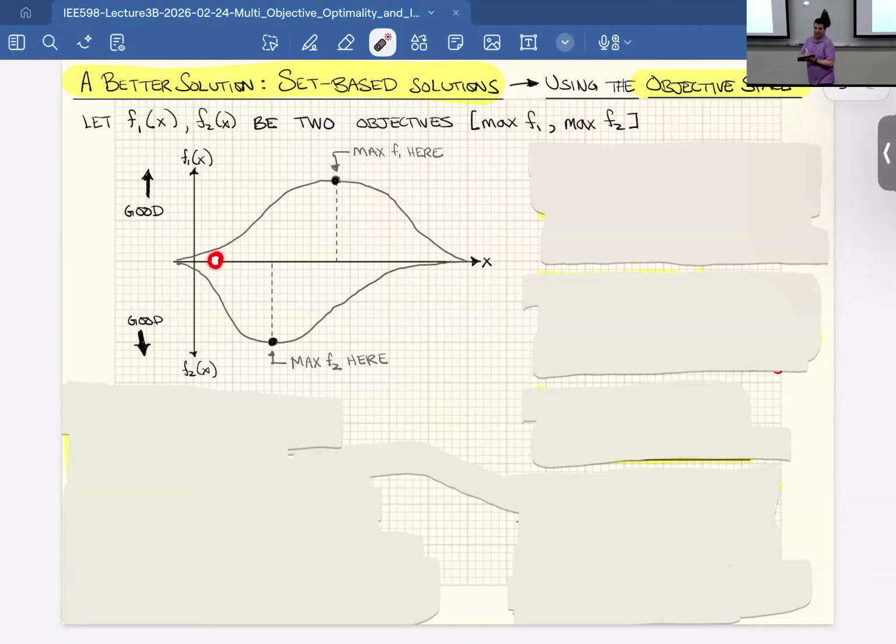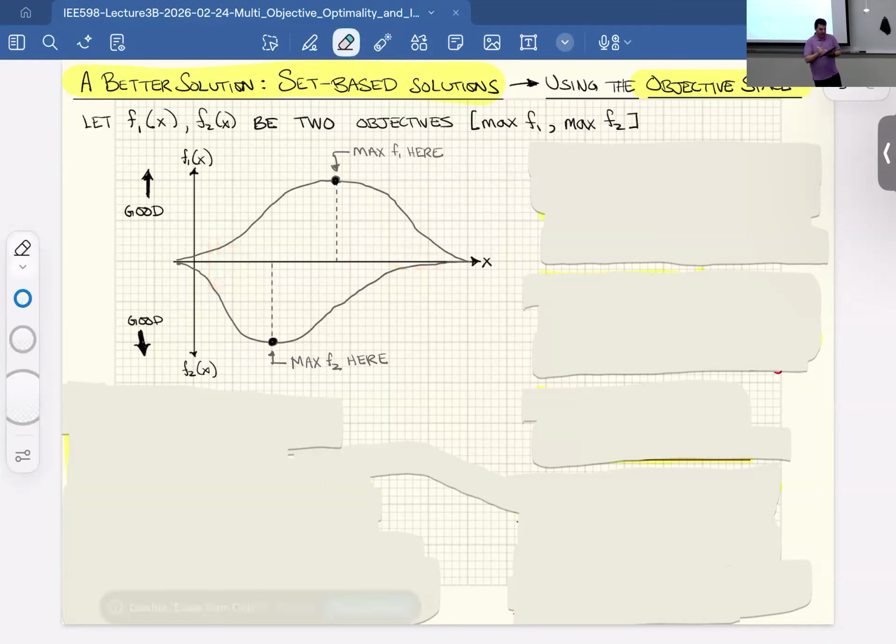Why not? Because the total distance, if this distance is not the maximum, we want to make this vertical line as large as possible. So you say should I move to the right or the left? I should move to the right. So moving to the right improves both objectives simultaneously. Over here, moving to the left improves both objectives simultaneously.